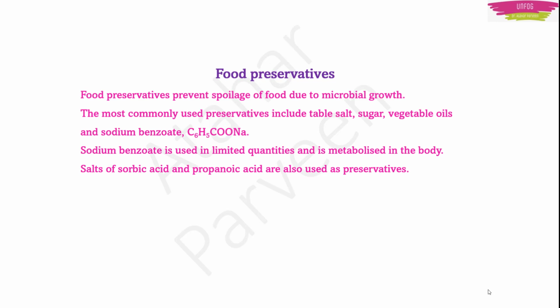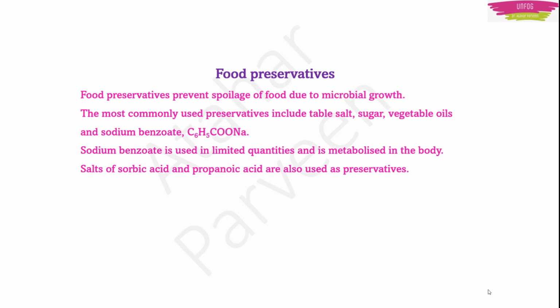Okay. And if you make any chutney or pickle, anything like that, and you add much table salt in it, it will not spoil for 1 or 2 days even if you keep it outside. Okay. Or if you cook any vegetable with a lot of oil, then also it will not spoil. Okay. The chemical which is used as a preservative is sodium benzoate, C6H5COONa, sodium benzoate. You have to remember this name. Now this sodium benzoate is used in limited quantities and it is metabolized in the body. Other preservatives are salts of sorbic acid and propanoic acid. They are also used as preservatives to prevent food from spoiling.